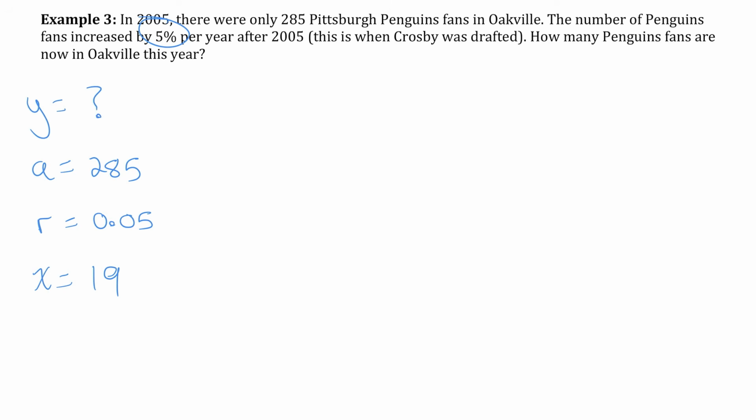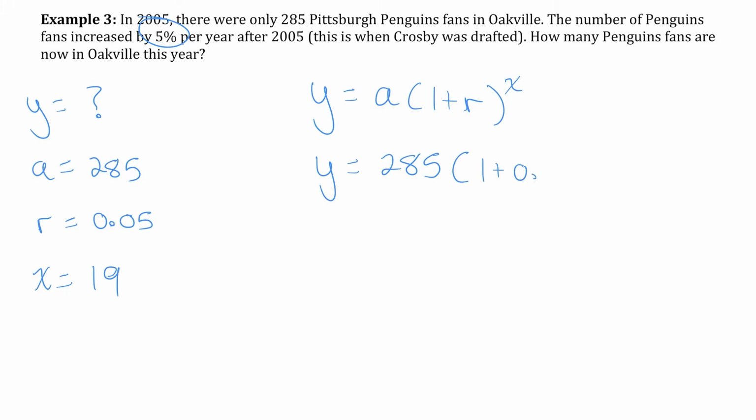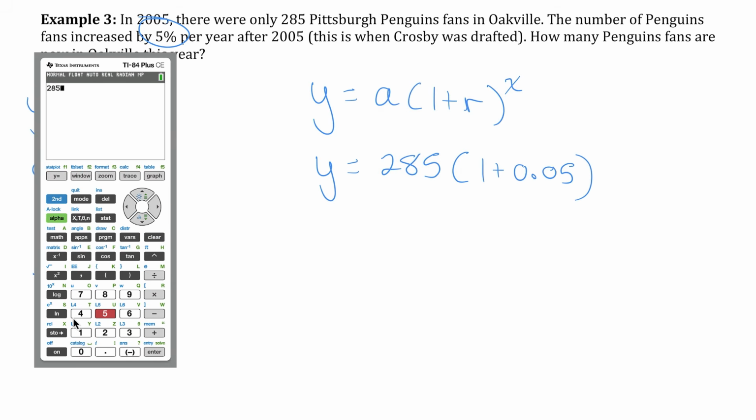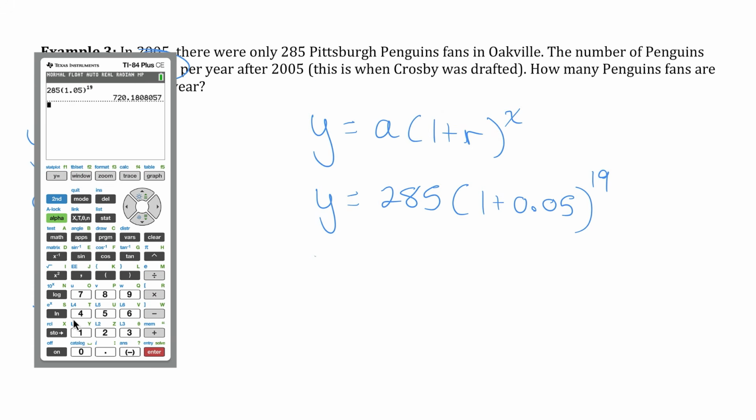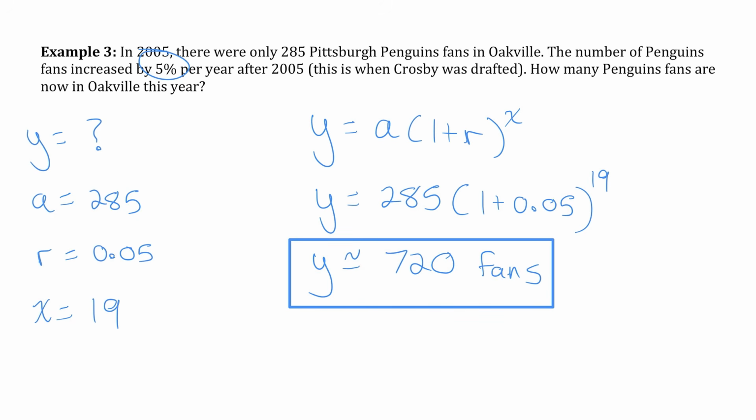What's the future value? I would have Y equals 285 times 1 plus 0.05 to the exponent of 19. And if I use my calculator to evaluate that, I get about 720 Penguins fans. There you have it. There is the end of the first lesson.